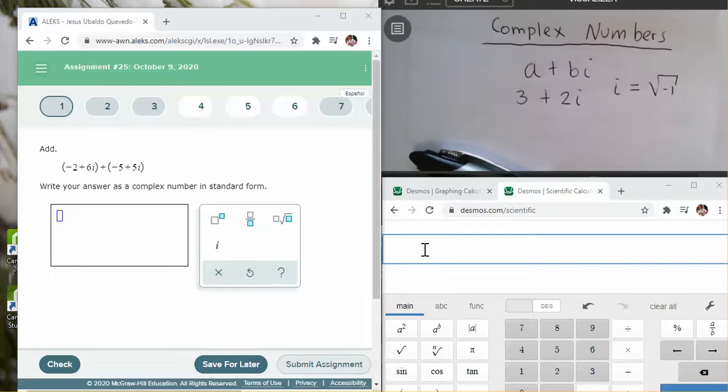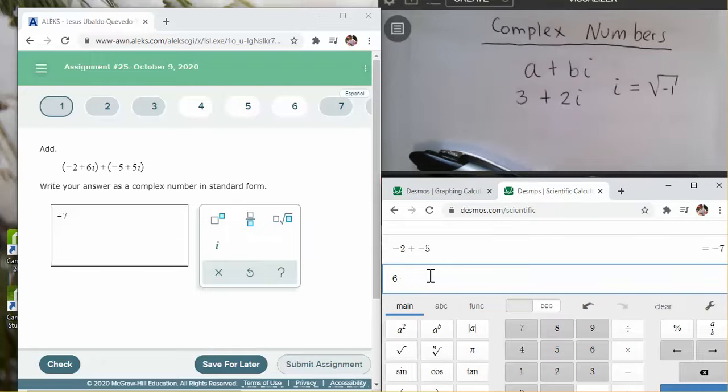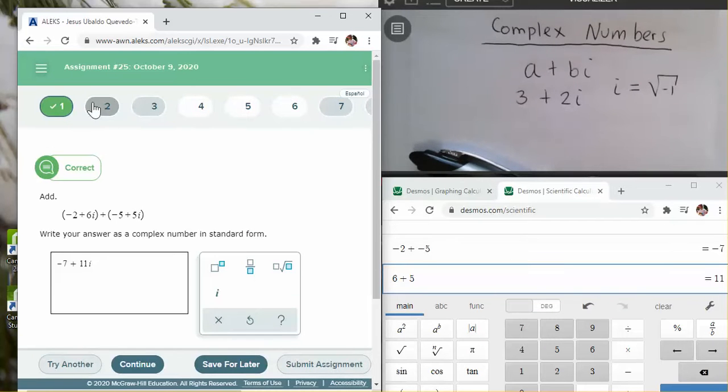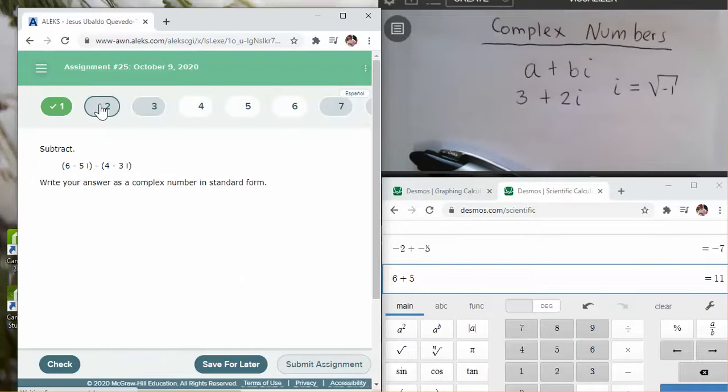In case I'm having trouble with any operations, I suggest that you have the calculator there, and then you do -2 plus -5, which is -7. So the real part is -7, and we do the same now for the imaginary part. We got 6 here, so we do 6 plus 5, which is 11. So we got plus 11i. Then we check for the answer, and that's correct.